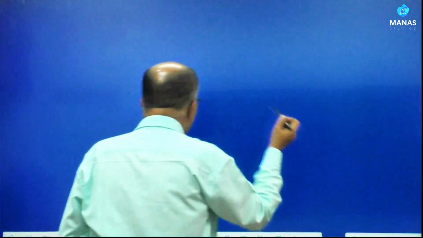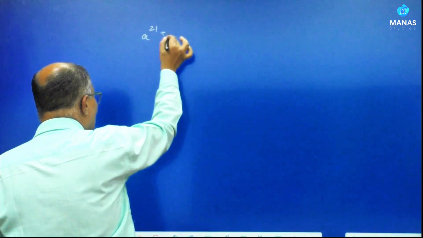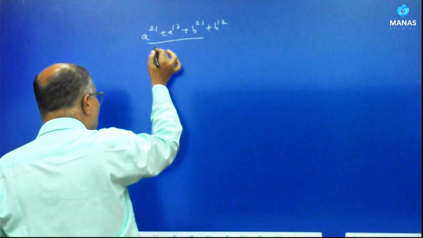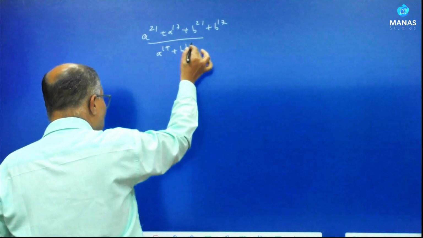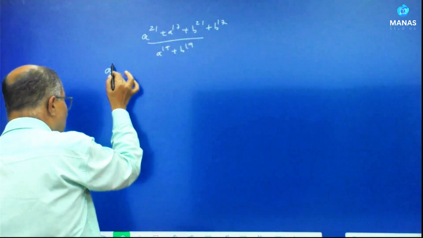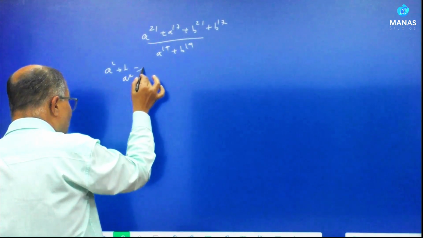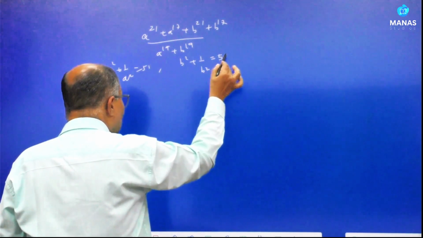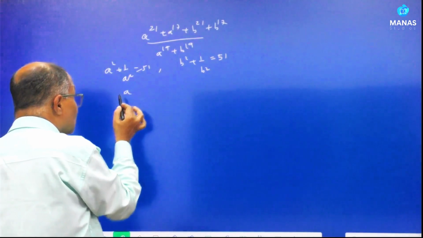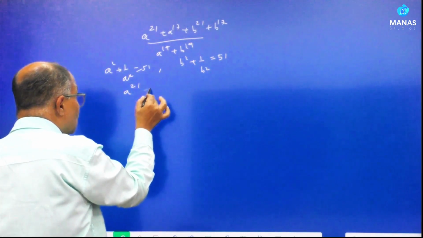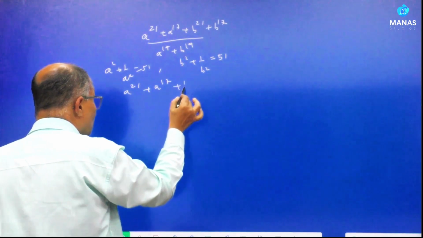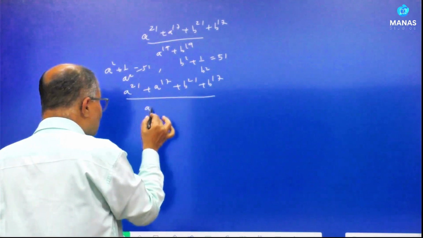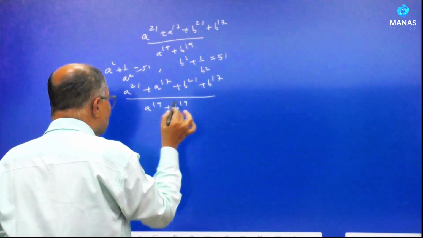Expression is a to the power 21 plus a to the power 17 plus b to the power 21 plus b to the power 17 divided by a to the power 19 plus b to the power 19. We know that a square plus 1 by a square equal to 51. Similarly, b square plus 1 by b square equal to 51. Now the expression is a to the power 21 plus a to the power 17 plus b to the power 21 plus b to the power 17 divided by a to the power 19 plus b to the power 19.